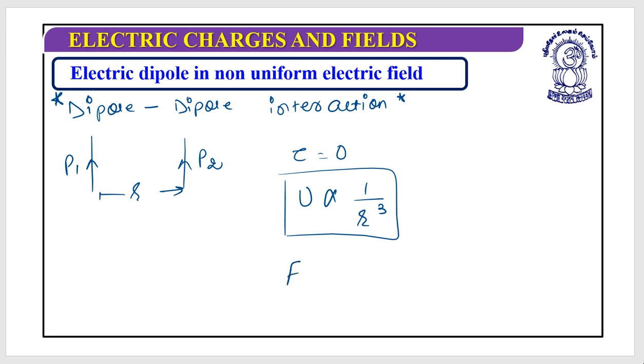And last but not the least, and very important, the force between two dipoles is F directly proportional to 1 by r to the power 4. This is the favorite one of the paper designer. Do remember these things. F is inversely proportional to the fourth power of the distance between these two. They have asked it so many times in many examinations about the force. Yes, this is the dipole-dipole interaction.